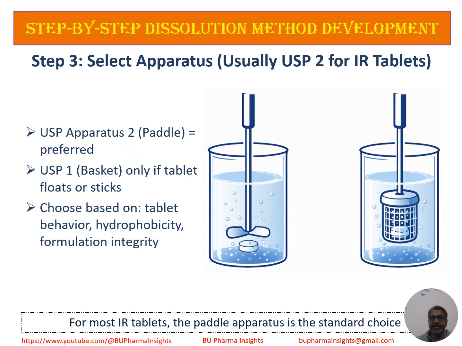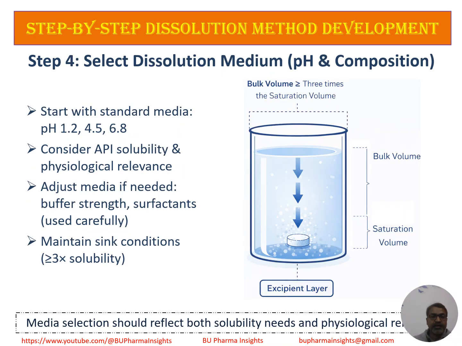Third step is to select apparatus. For this, it is important that the hydrodynamics must be stable and representative for reliable dissolution results. Apparatus 2, the paddle, provides uniform flow and is the standard choice for most immediate release tablets. However, if tablets float or fail to stay immersed, the basket apparatus is preferred to ensure consistent exposure to the medium.